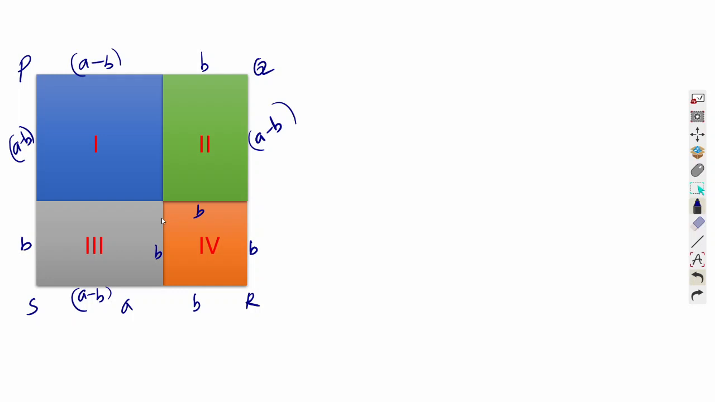This time, I am going to think in a different way. The same square, 4 rectangles, trying to find out the area of PQRS. But the naming of the sides is a little bit changed. So let us consider the area of the first rectangle, rectangle 1, where the sides are A minus B and A minus B. So naturally it will be A minus B whole square.